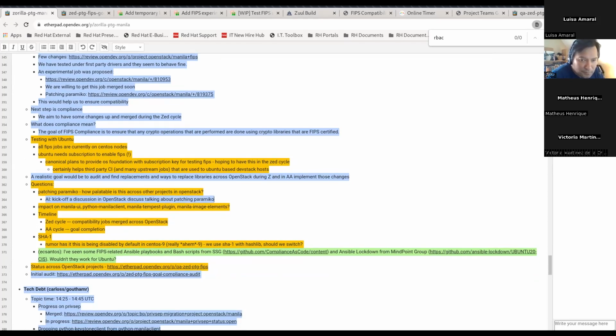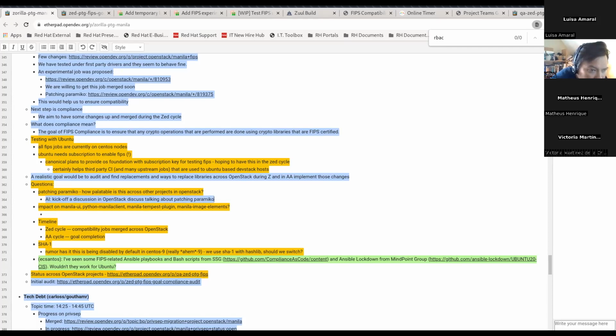Yeah, great. Thanks. There are a few more questions here. The next one is the impact on Manila client, Manila TPS plugin and Manila image elements. Initially, we started testing with the Manila core component, but it is in our test plans to add jobs to test FIPS for all of these repositories as well. That's one of the action items we have, to add a few jobs.